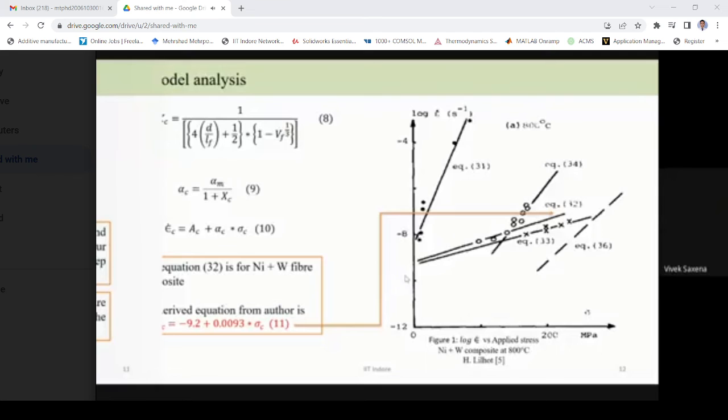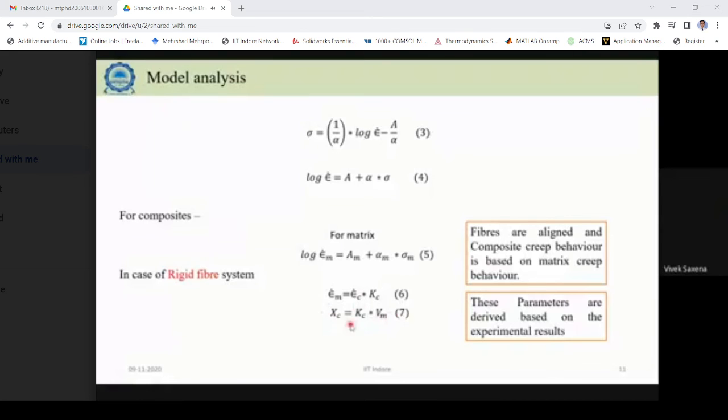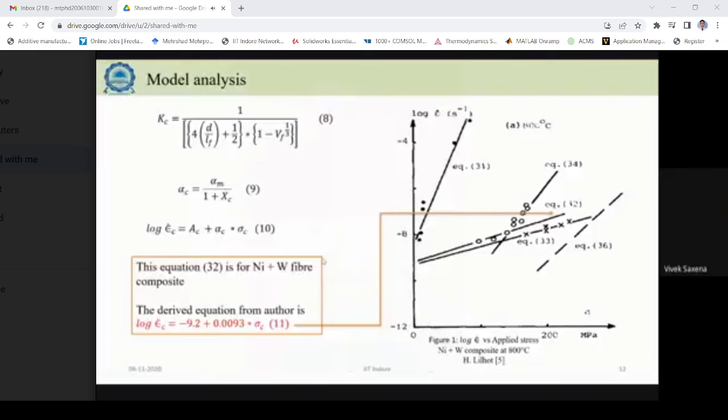Now, in one of the terms coined by the author, he incorporated the effect of the L by D ratio, where D is the diameter of the fiber and L is the length of the fiber, and VF, which is the volume fraction of the fiber. Now the author considered L by D to be 60 and VF to be 0.40. But in my case, I varied this VF, since I wanted to know the effect of the change in volume fraction on this creep behavior, so I changed this VF from 0.2 to 0.8.